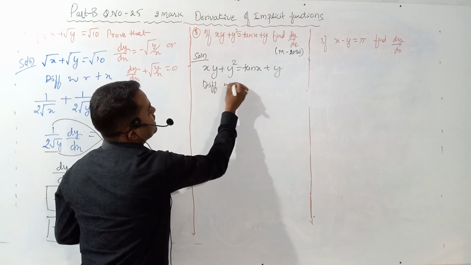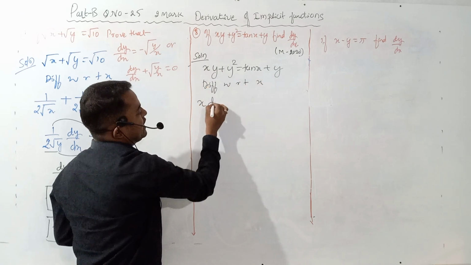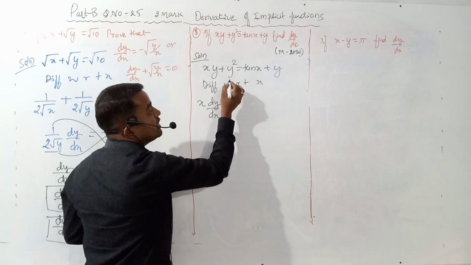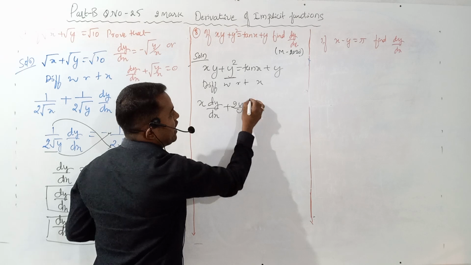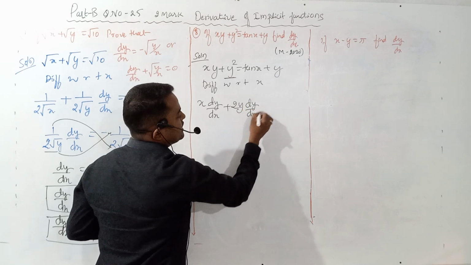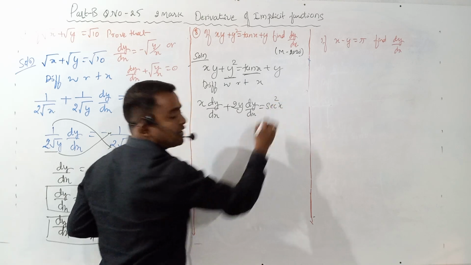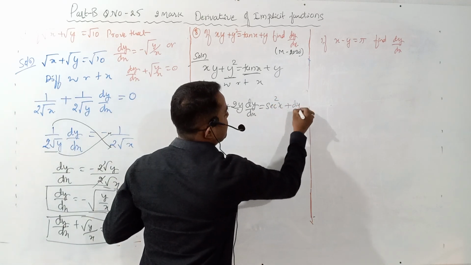Differentiate with respect to x. X as it is, times derivative of y, dy by dx, plus derivative of y square. Derivative of y square is 2y, times derivative of y, dy by dx, is equal to derivative of tan, which is sec square of x plus y, times derivative of x plus y, dy by dx.